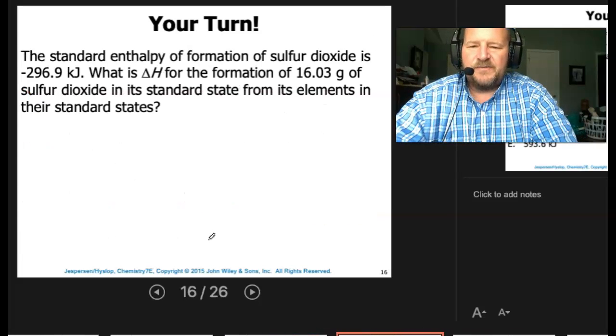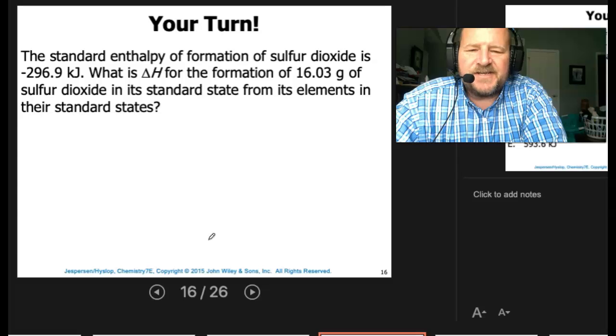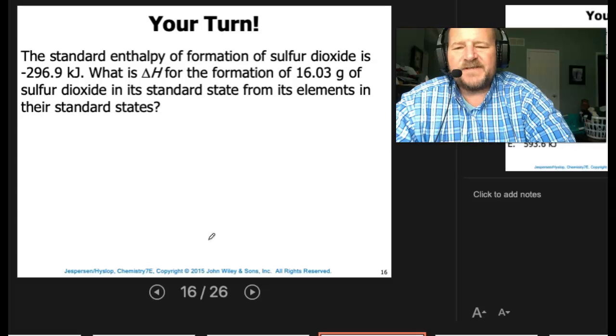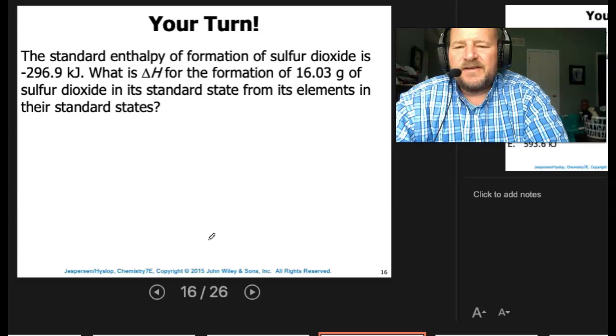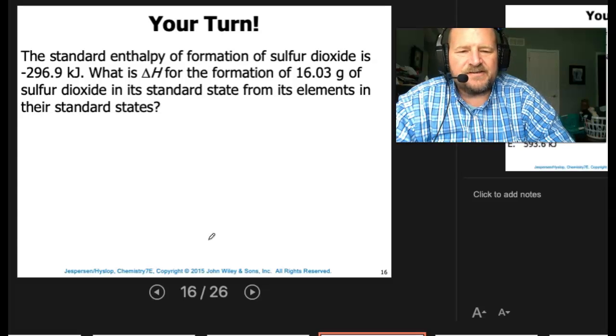All right. The standard enthalpy of formation of sulfur dioxide is negative 296.9 kilojoules. What is delta H for the formation of 16.03 grams of sulfur dioxide in its standard state from its elements in their standard states? Oh my gosh, that was a tongue twister. The standard enthalpy of formation of sulfur dioxide is negative 296.9. What is delta H for the formation of 16 grams of sulfur dioxide in its standard state from its elements in their standard states?